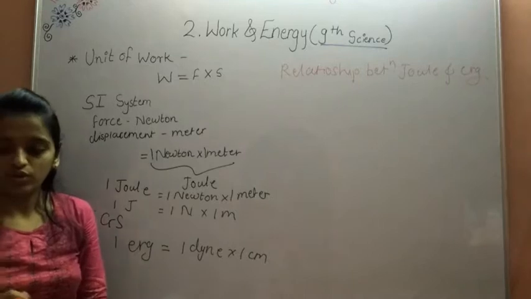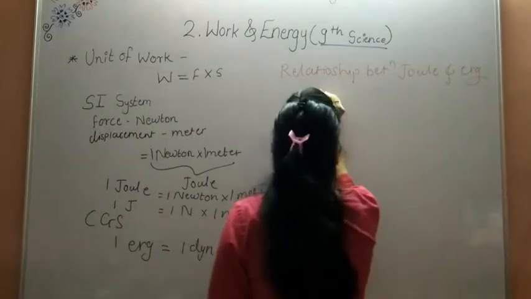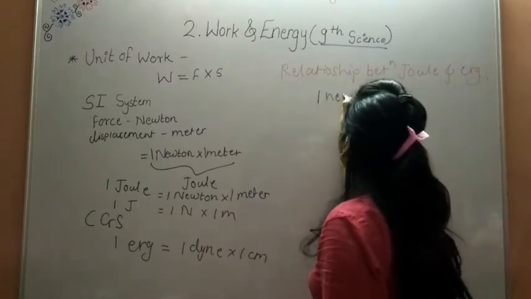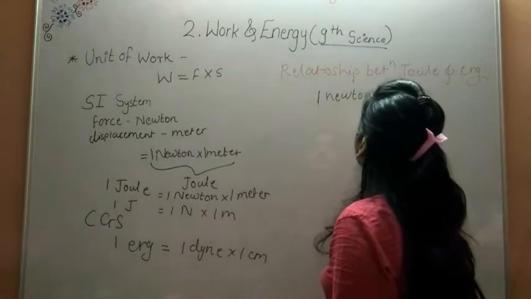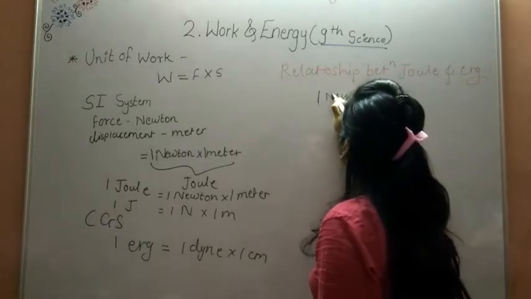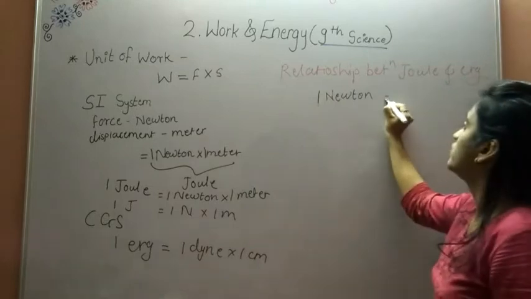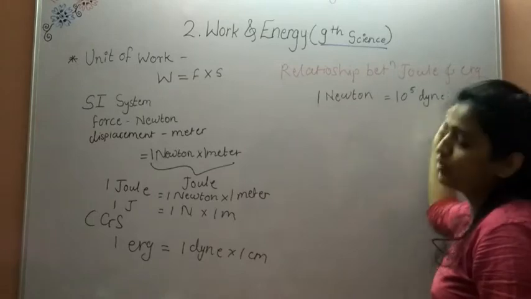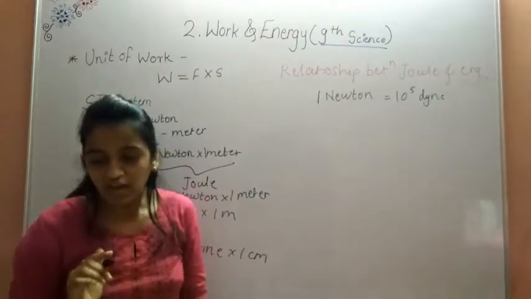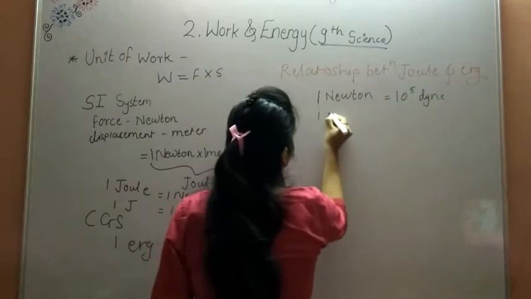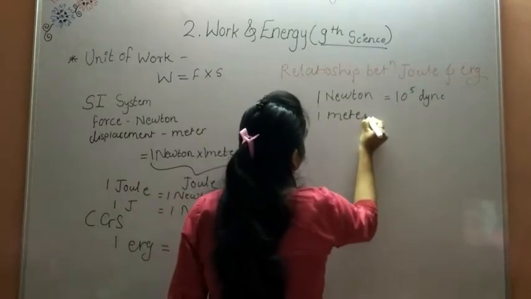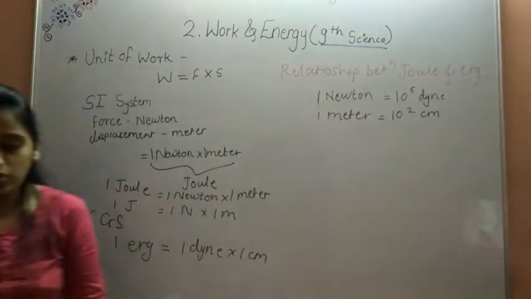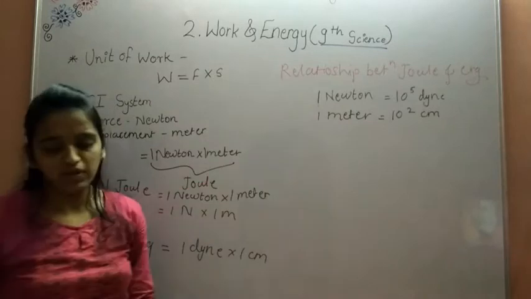So we know that 1 Newton is equal to 10 raised to 5 dyne, and 1 meter is equal to 10 raised to 2 centimeter. So we put these values in the equation.